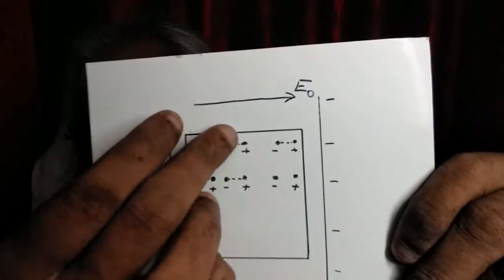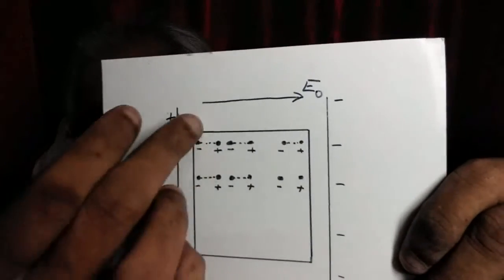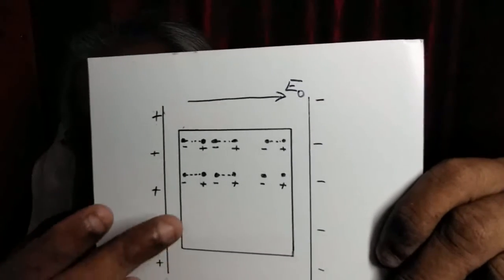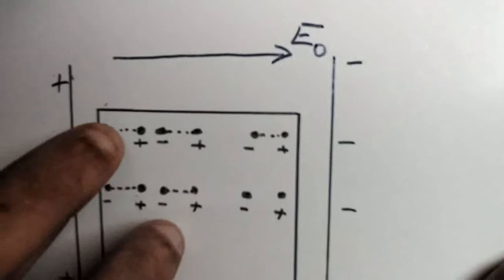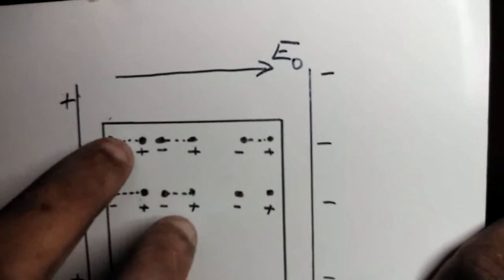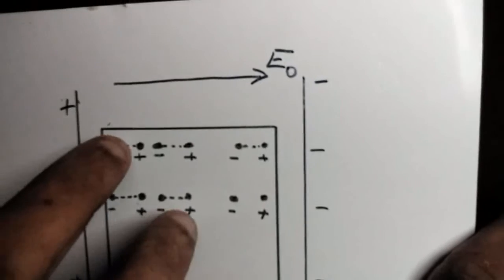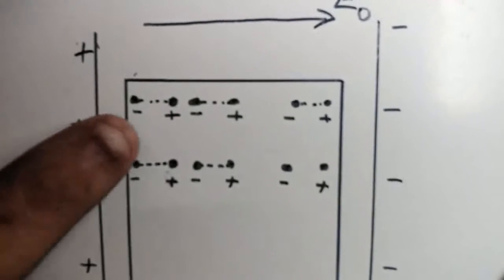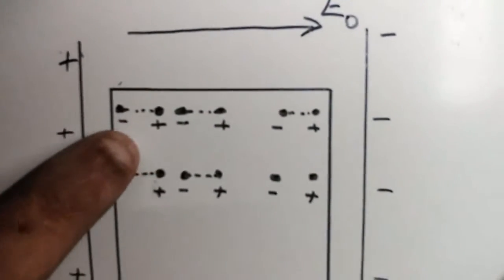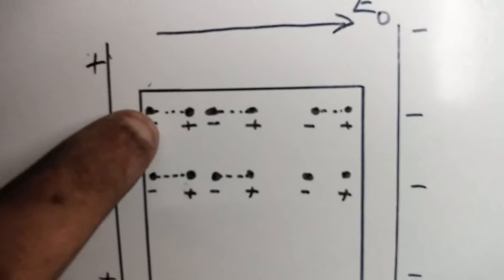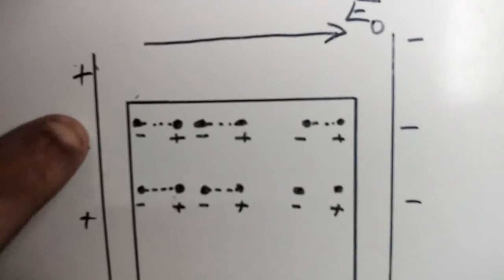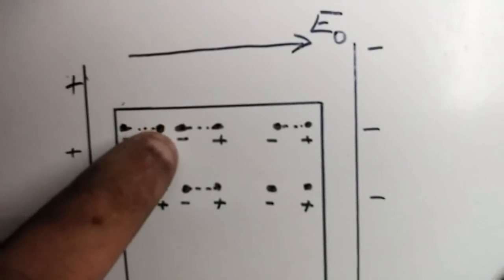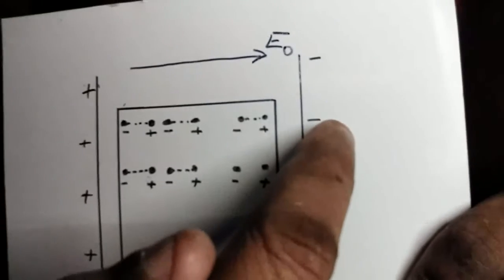When such a slab is placed in the electric field, each dipole experiences a couple and it will become parallel to the field direction. See this one dipole, its negative ion will face the positive plate and positive ion will face the negative plate.